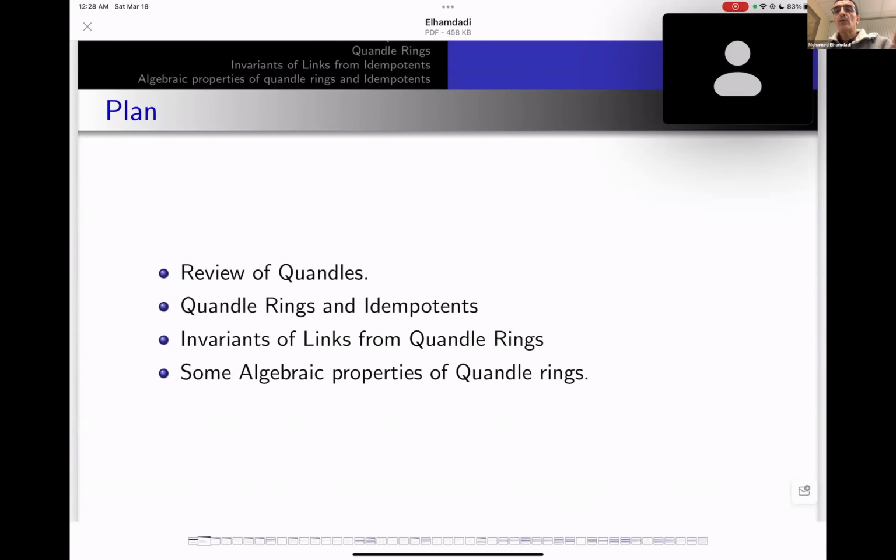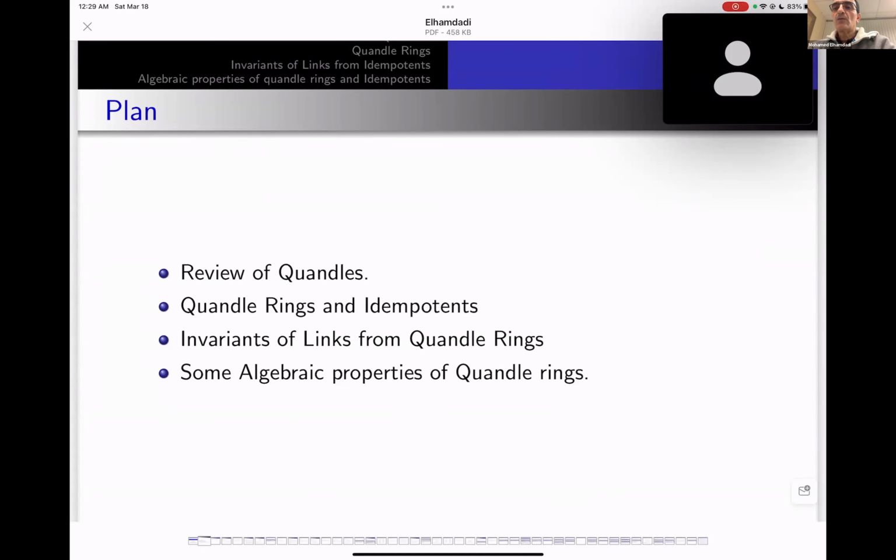I will quickly review quandles. Then I will talk about quandle rings and idempotents. Then I'll show invariants of links from quandle rings. And if there is time, I will talk about some algebraic properties of quandle rings and some open questions.